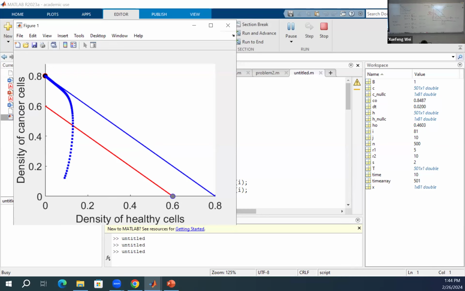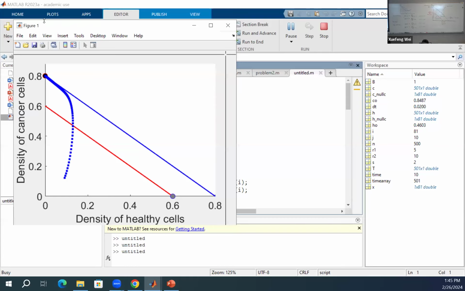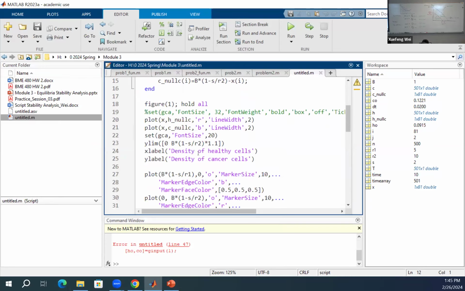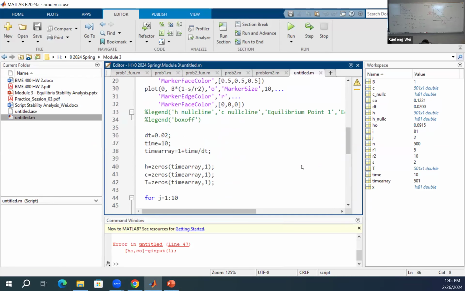So you can see how things move. Is it faster here or faster here? Which one moves faster? Let me change the parameter a little bit. I'm going to change my parameter a little bit, and make it 0.05.